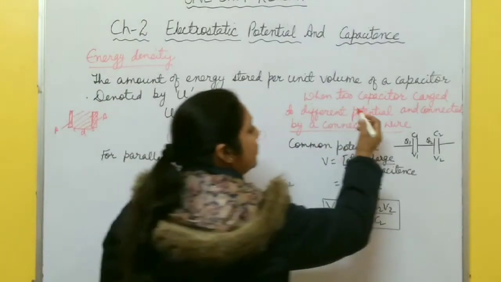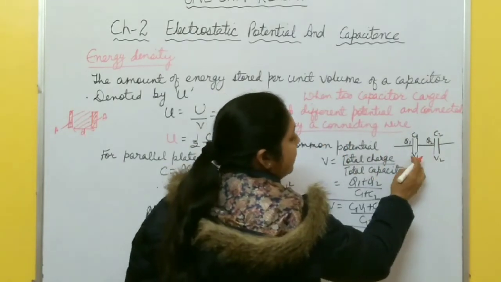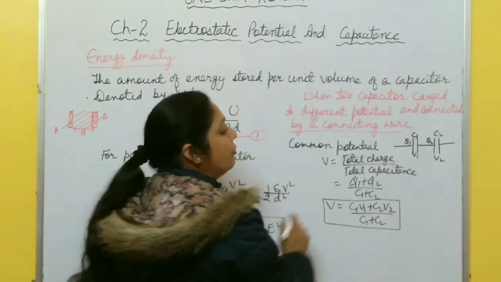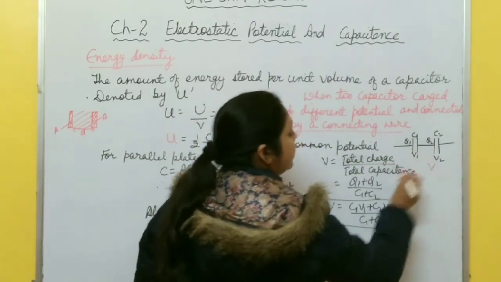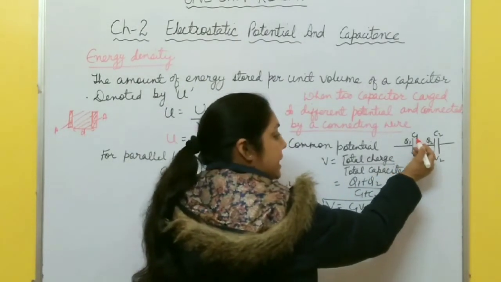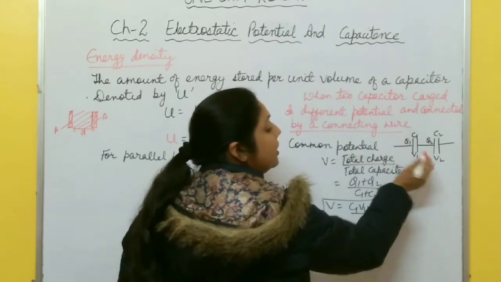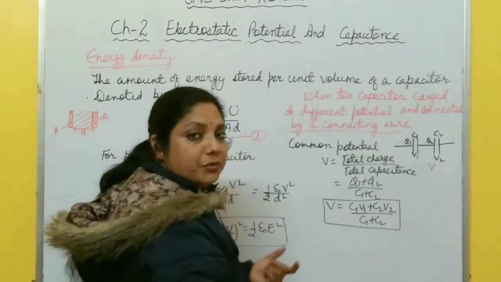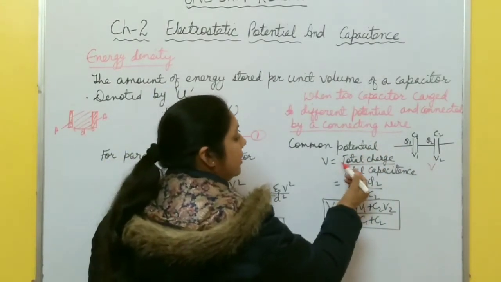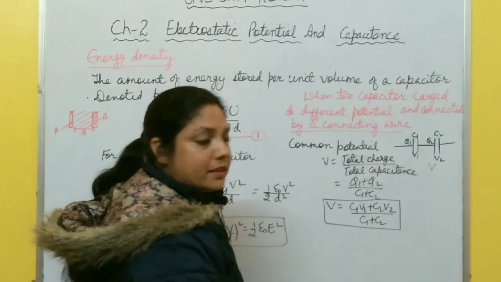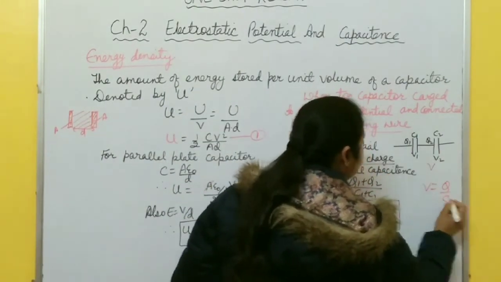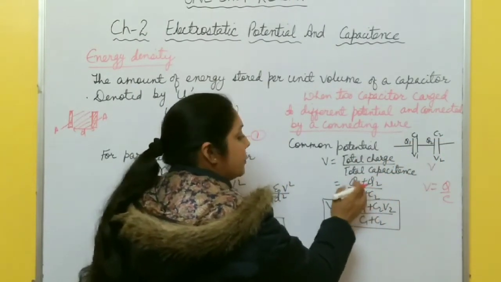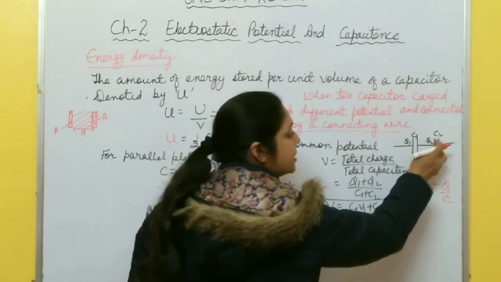Again, one small thing, when two capacitors charged to different potential, one has potential V1 and this other is charged to potential V2 and connected by a connecting wire. Now, what is the common potential for these two capacitors? Both capacitor has capacitance C1, charge Q1 and potential V1, another has V2. Then common potential for this combination of two capacitors connected by a connecting wire is total charge by total capacitance. You know, V equal to Q by C. So total charge by total capacitance. Total charge is Q1 plus Q2. Total capacitance is C1 plus C2. And what is Q1? Q1 is C1 V1. What is Q2? C2 V2.